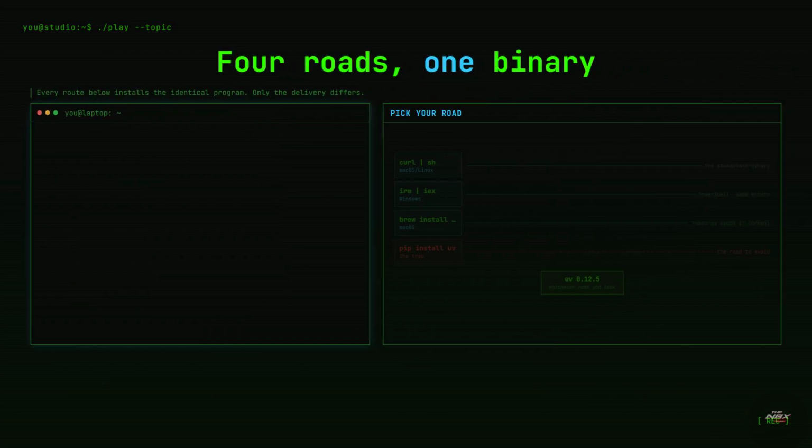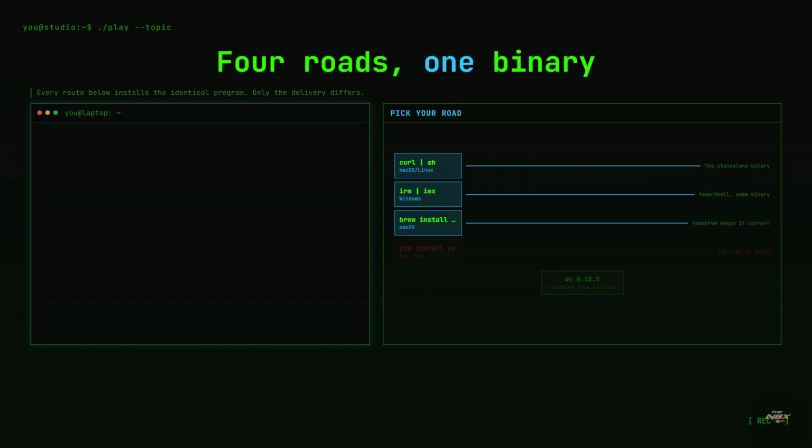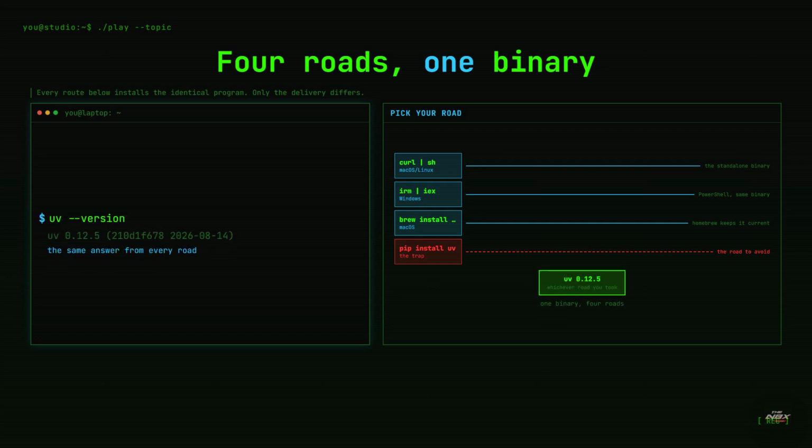There are several roads onto your machine, and they all end at the same binary. Mac and Linux use curl. Windows uses PowerShell. Homebrew works, and so does Winget. And then there's the fourth road, which is the one to avoid.